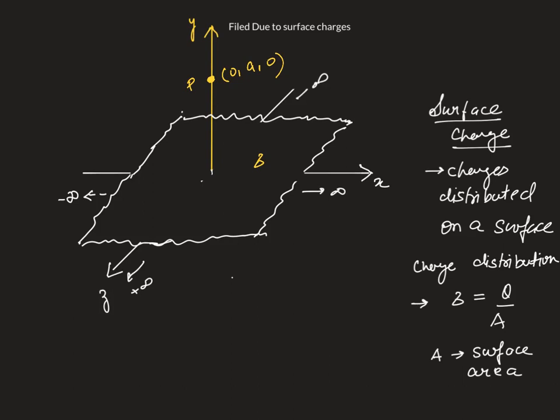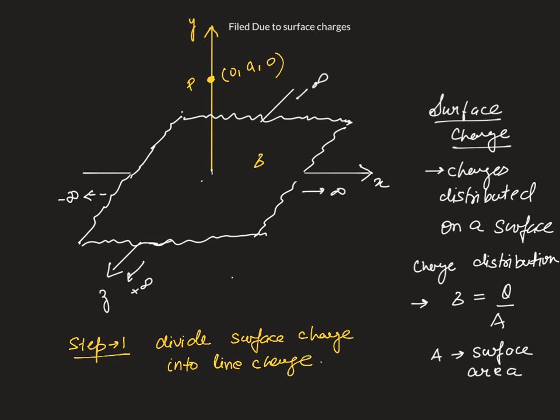So, the first step is step 1. Divide surface charge into line charge. How do we divide surface charge into line charge? Let's consider a scale, and I'll take up a charge here.